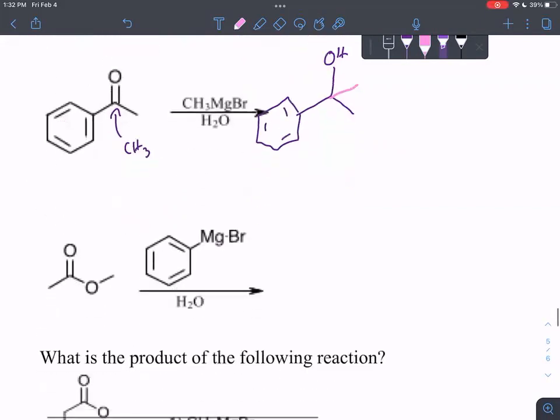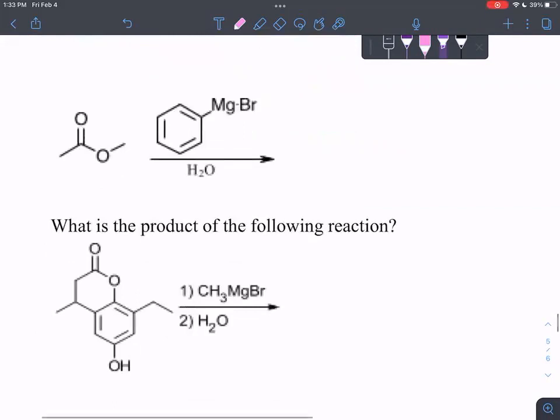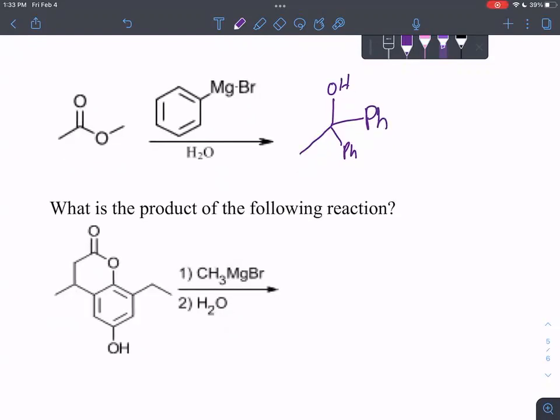And in the last one, what do we have here? An ester. So how many additions do we do? Two. So the final product is gonna be what? Another tertiary alcohol. And then what are the two groups? The phenyl or benzyl. We're just gonna have a tertiary alcohol with two phenyls. That's all there is to it. It's so nice.